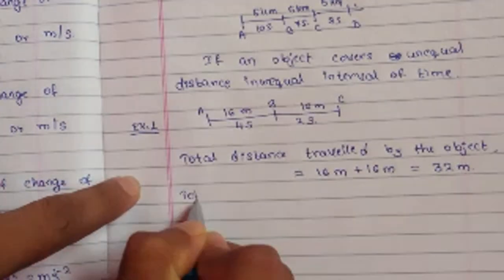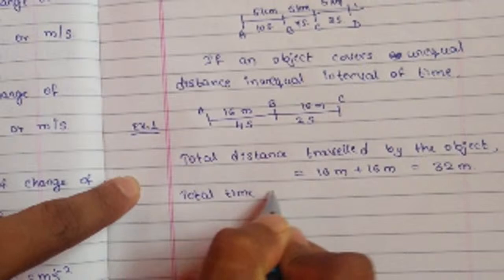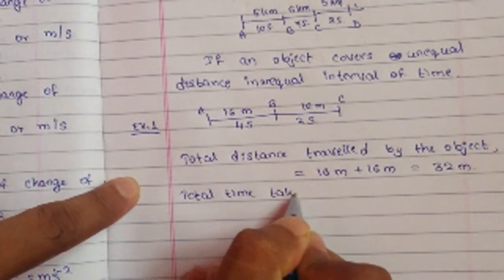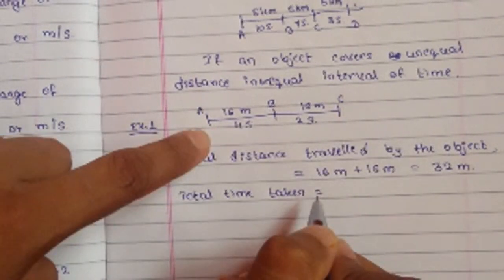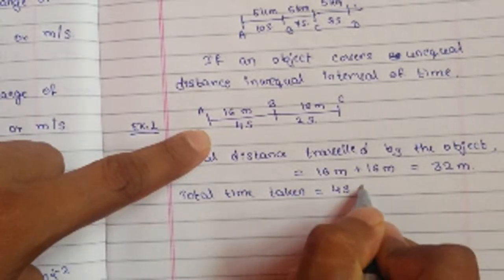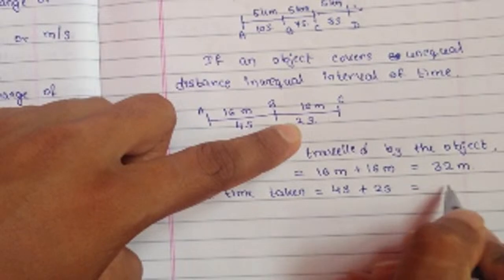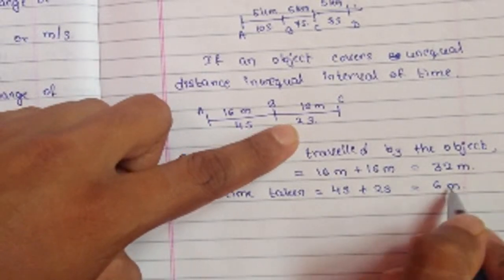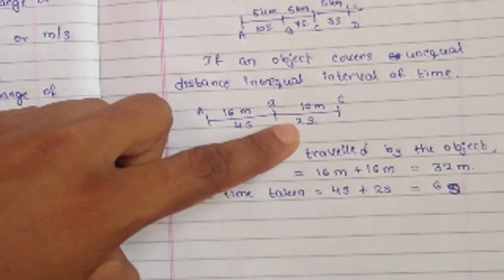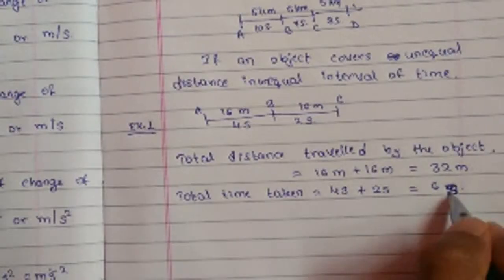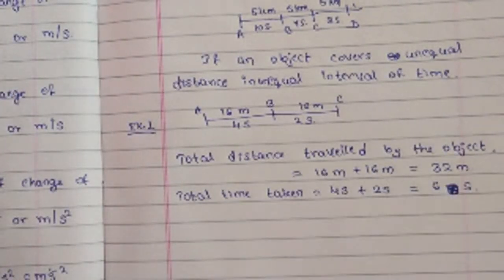Total time taken. Initially it takes 4 seconds, plus in the second session it takes 2 seconds. Totally it takes how many seconds? Totally it takes 6 seconds. So the total distance traveled is how much now? 32 meter, and total time taken is here 6 seconds.